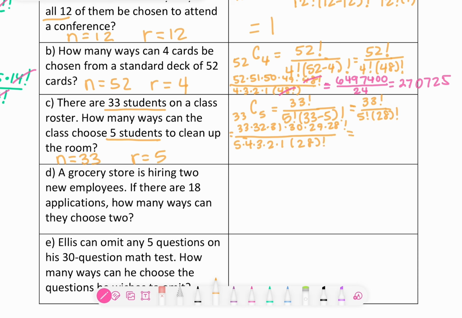Okay, so we end up crossing out our 28 factorials. That equals 1. And then we go ahead and multiply on top and bottom, and then we can divide. Hopefully it divides nicely. So 33 times 32 times 31 times 30 times 29 is going to give us 28,480,320 over, I believe this is 120. We did this earlier. 5 times 4 times 3 times 2 times 1 is 120. If we divide those, we do get a whole number. So we get 237,336 ways that you can choose 5 students to clean up the room out of 33 students.